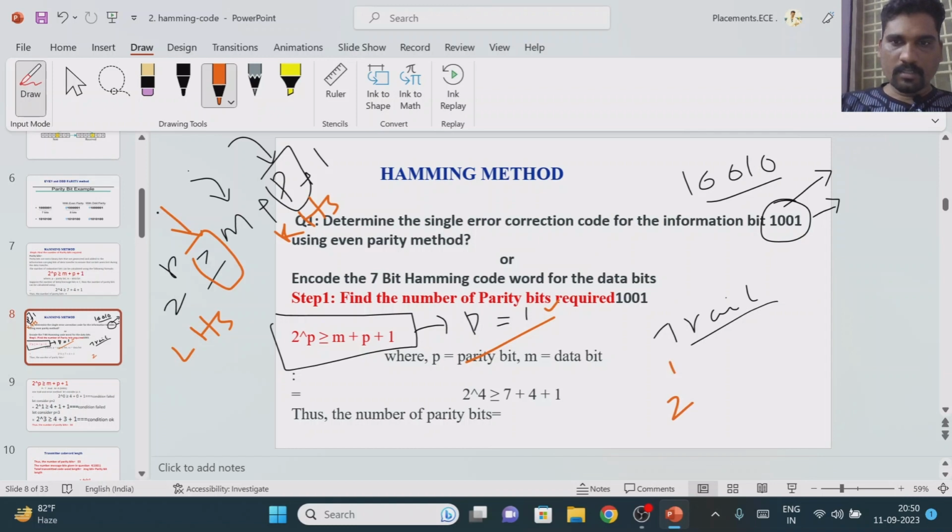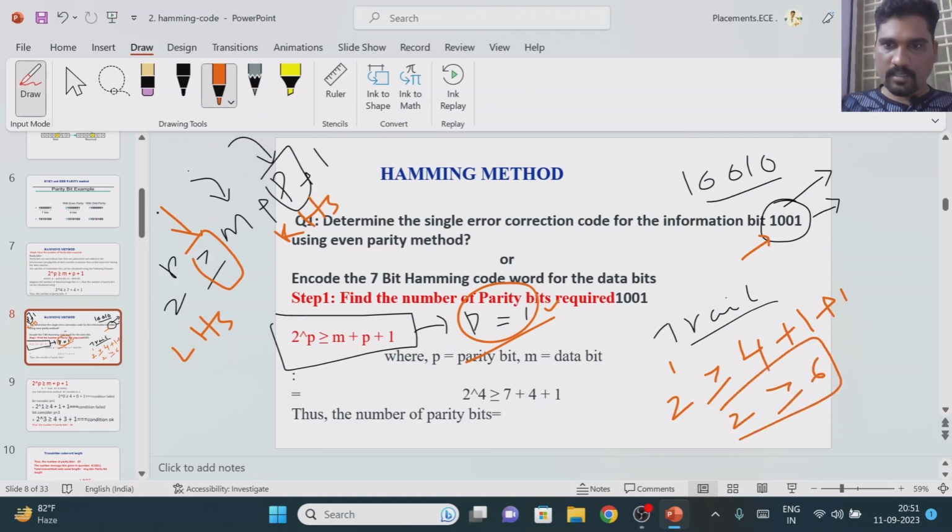Just substitute in the formula: 2 power p, that is 2 power 1, greater than or equal to m plus p plus 1. Remember that the m value is always constant. As per the given question, the size of m is a 4-bit value. We have considered p equal to 1 in the trial and error method, so m plus 1 plus 1 gives 6. Now, is 2 greater than or equal to 6? Is this condition satisfied? No, the LHS is not satisfying the RHS condition.